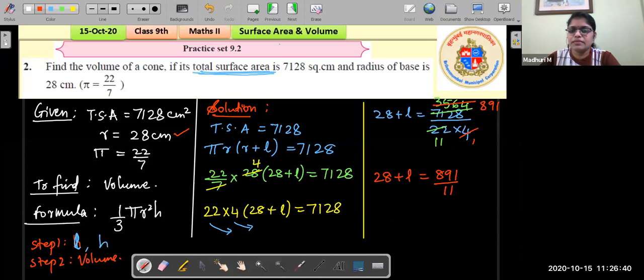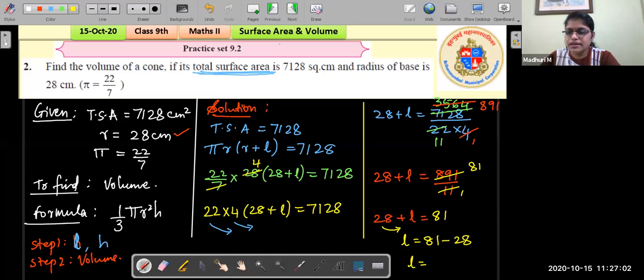Now simply dividing by 11, we get 28 plus L equals 11 times 8 is 88 and 11 times 1 is 11, right? So we are left with 81. We need to shift 28 to the other side. So we are left with 81 minus 28. Okay, students, so L equals how much? That would be 53. So L equals 53 centimeters.